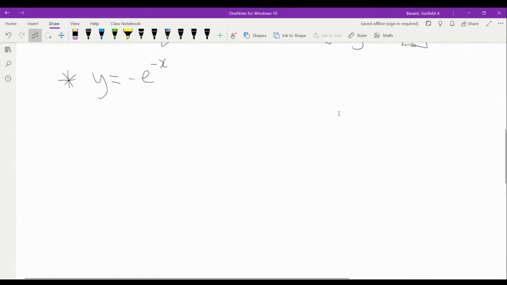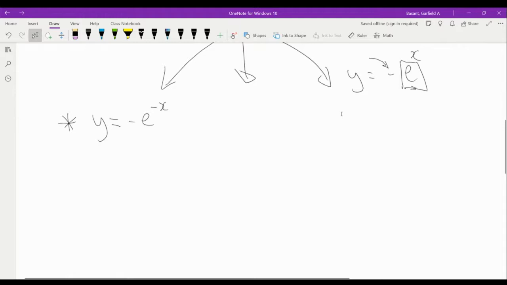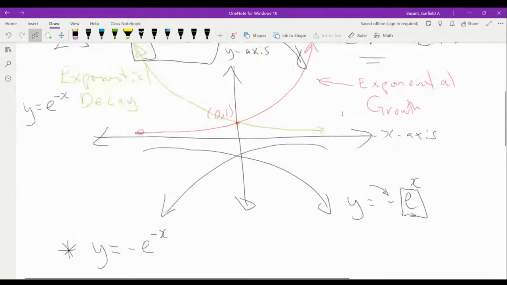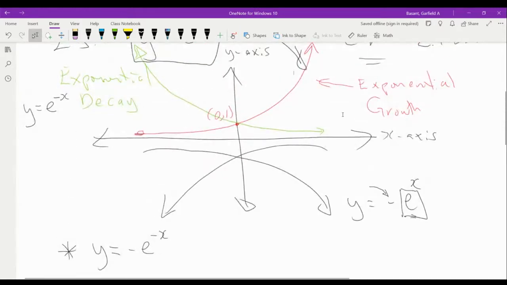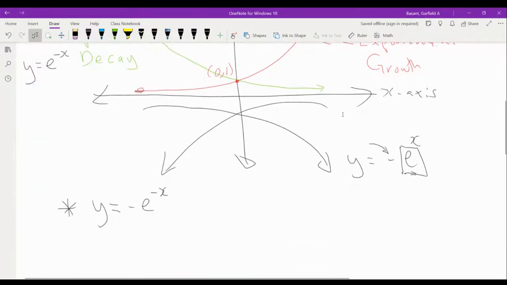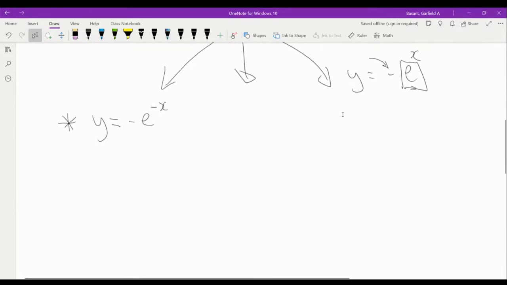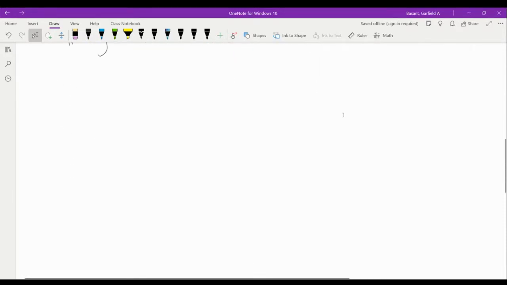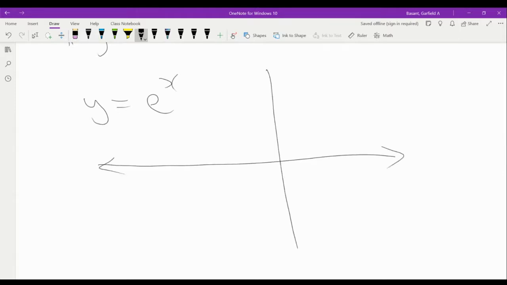Let's talk about this graph some more. Now, what would be helpful here is actually if you have a calculator that is graphing. So let's go back where it's a little cleaner. Y is equal to e to the x. And we know this graph looks like this.